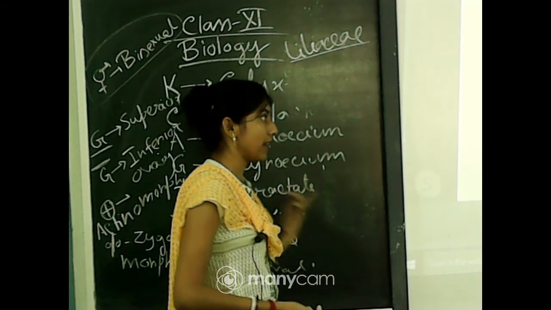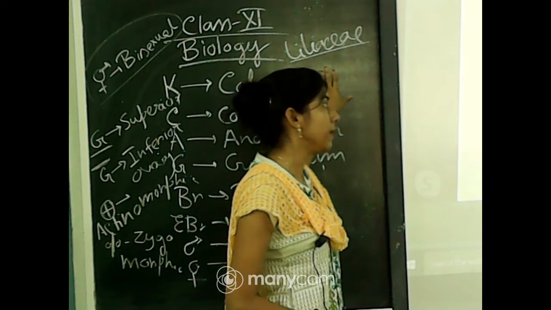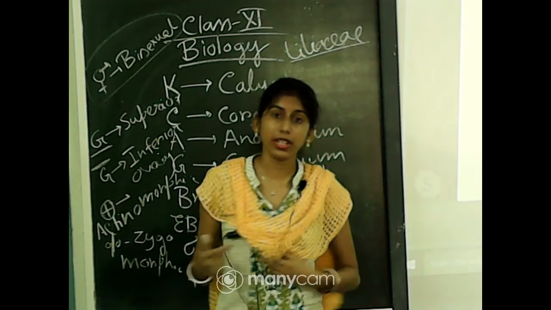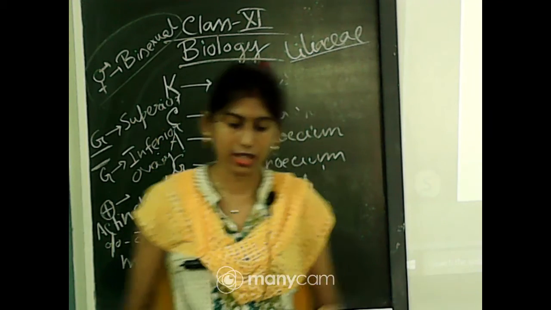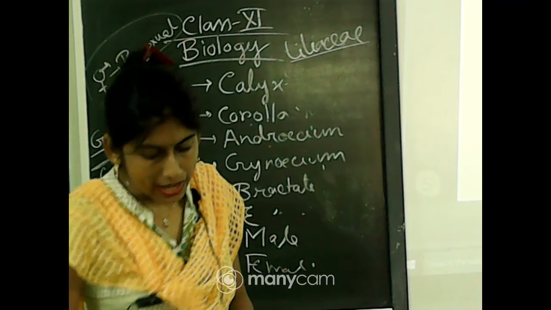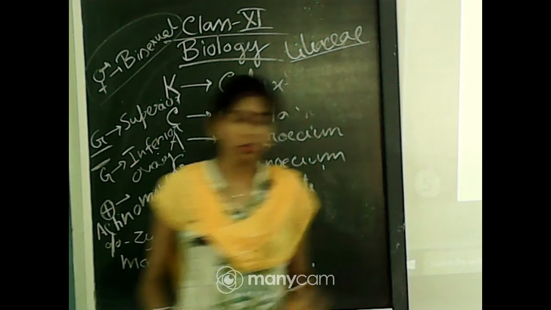Before this one was a dicotyledonous type of plant, but under the Liliaceae family, commonly called lily family, mostly monocotyledonous plants come under this family, and it is distributed worldwide. Okay, it is distributed worldwide.